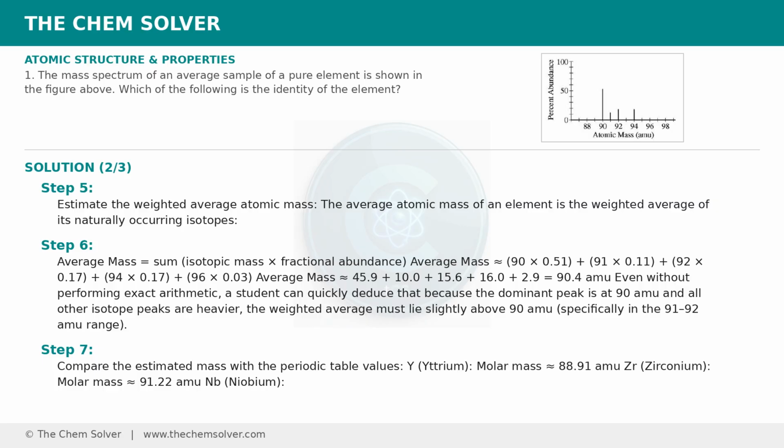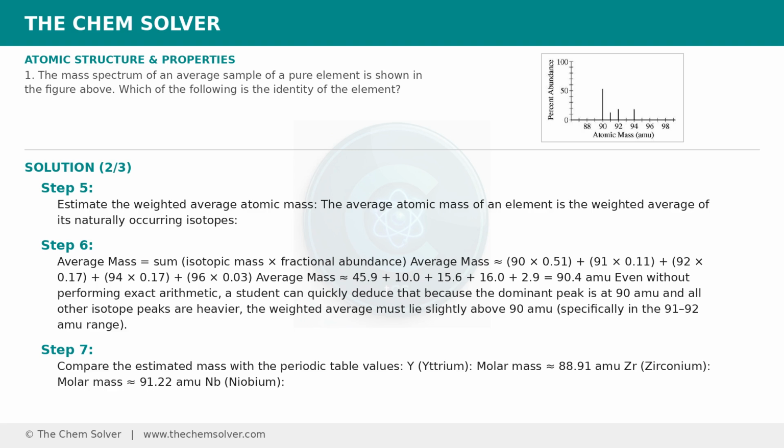Even without performing exact arithmetic, a student can quickly deduce that because the dominant peak is at 90 AMU and all other isotope peaks are heavier, the weighted average must lie slightly above 90 AMU, specifically in the 91 to 92 AMU range. Compare the estimated mass with the periodic table values.